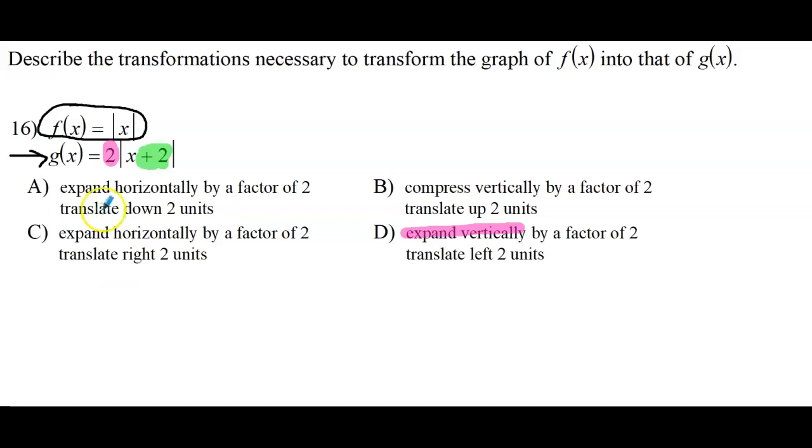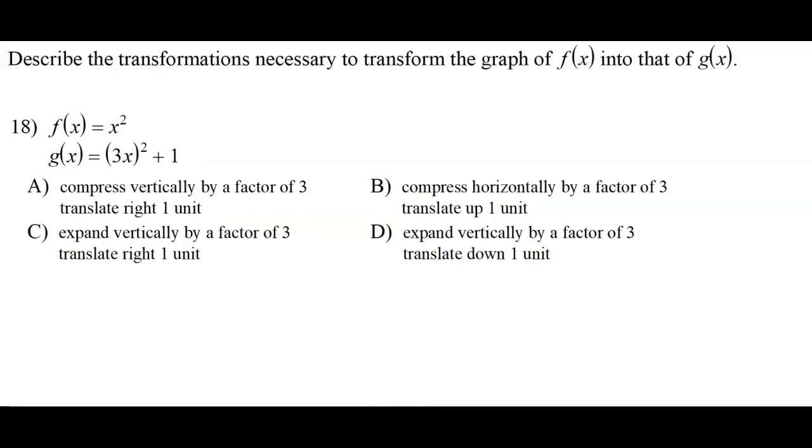But we can still look at the other part of it. Plus 2 inside the brackets is a horizontal change. And when you add a number inside the brackets, it's a translation to the left. So the answer is D for number 16. Let's go ahead and take a look at number 18.